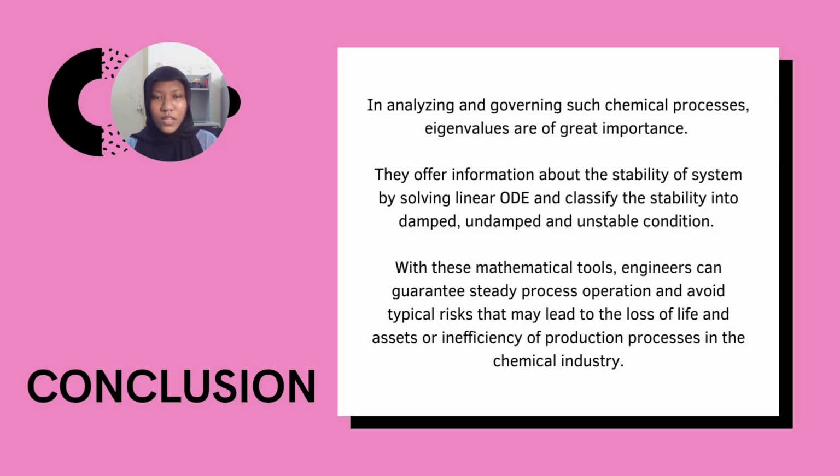Conclusion: in analyzing and governing such chemical processes, eigenvalues are of great importance. They offer information about the stability of the system by solving linear ODEs and classify the stability into damped, undamped, and unstable conditions. With these mathematical tools, engineers can guarantee steady process operation and avoid typical risks that may lead to the loss of life and assets or reduced efficiency of production processes in the chemical industry.